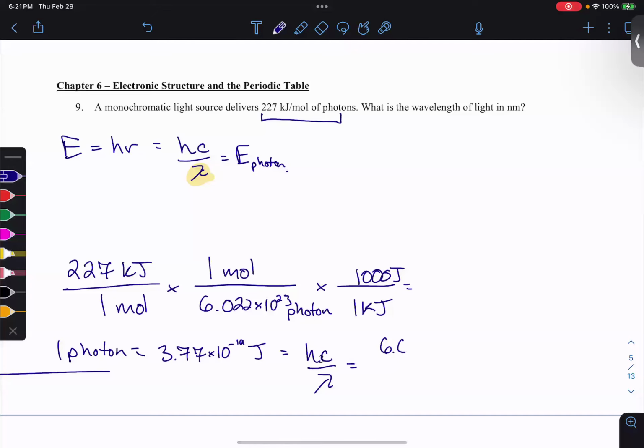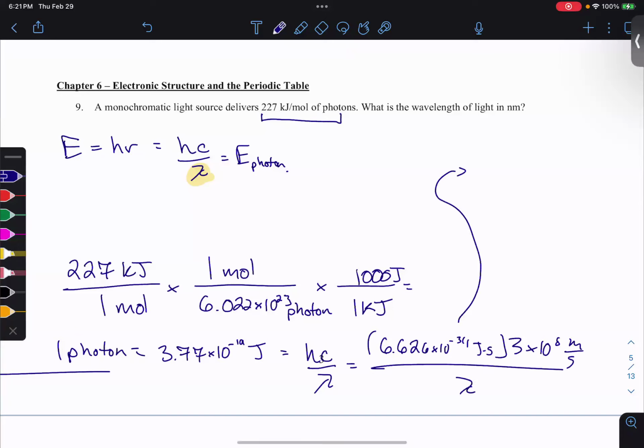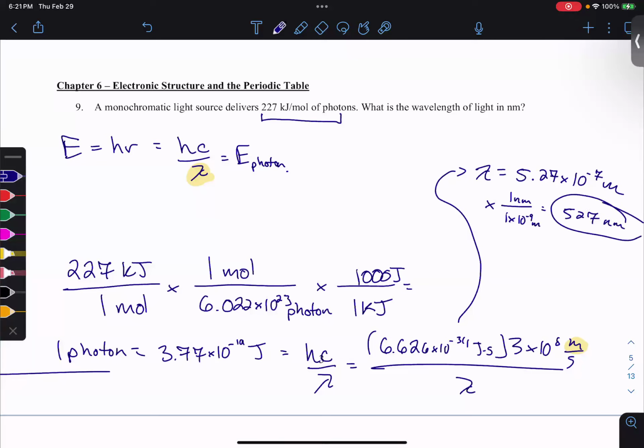Okay. So h is 6.626 times 10 to the negative 34 joule seconds. Speed of light is 3 times 10 to the 8 meters per second. Solve for wavelength. What's the unit that pops out? Meters, because the speed of light is in meters. And so this wavelength is 5.27 times 10 to the negative 7 meters. If we convert that to nanometers, 1 times 10 to the negative 9 meters is 1 nanometer. This is 527 nanometers. So that is right in the blue region. Sorry, no, green. It's green.